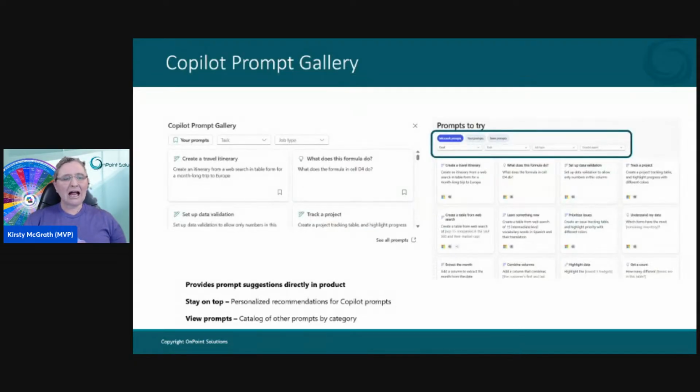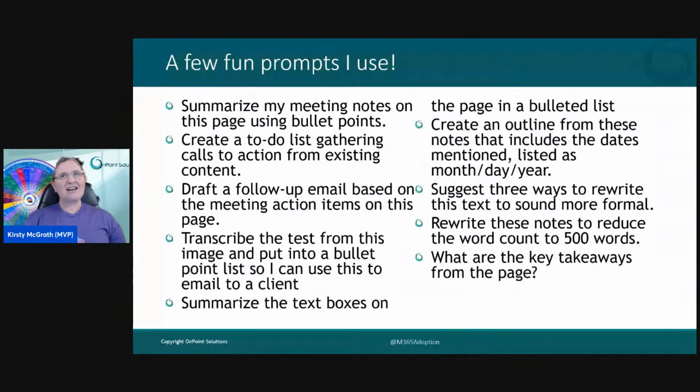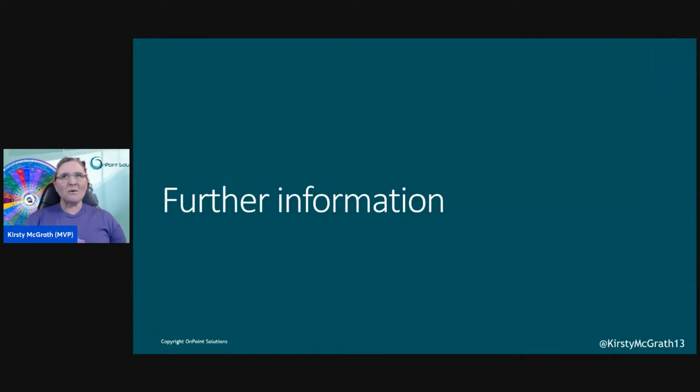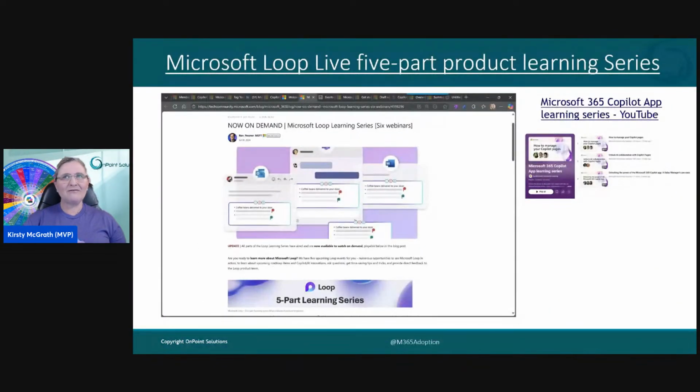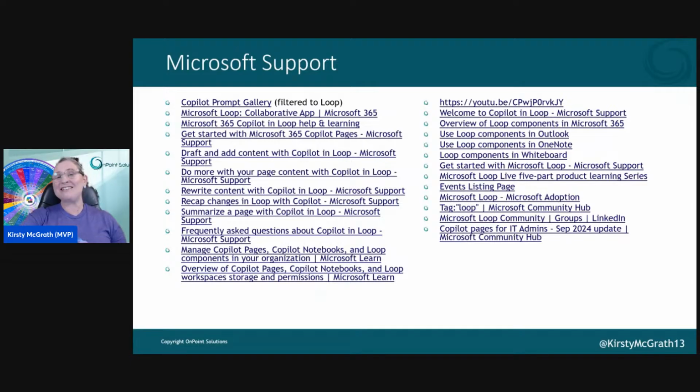There's lots on the prompting gallery. I've put in some fun prompts that have actually been suggested by Copilot, and some of the things that I do based on content I've created in the past, things that I do all of the time. As always, there's plenty of information in here where you can find it. There's a great Loop five-part product learning series if you want to learn a little more, as well as some recent webinars that are now on a Loop learning series on their page. Go and have a look at all the Working Smarter and Insight. I've put a ton of links in here to help and support you not only using Copilot in Loop, but also Loop, because a lot of people aren't quite sure what it is.